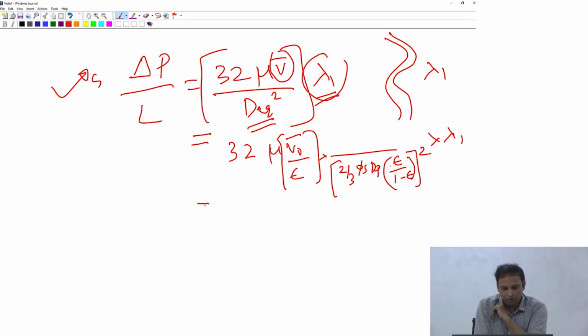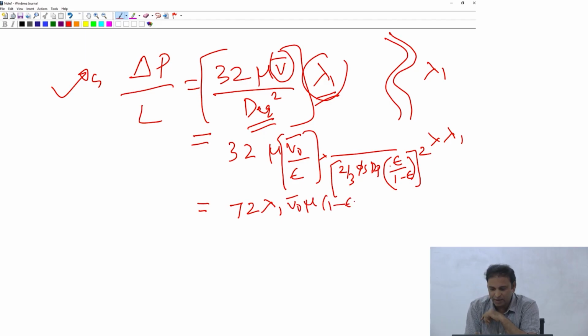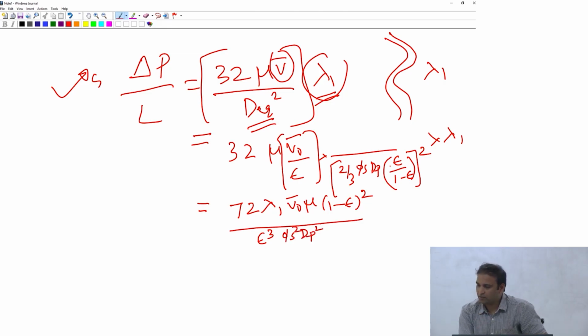So if you work it out, what you actually get is something like this. You get 72 times lambda 1 times V naught bar times mu into (1 minus epsilon) square divided by epsilon cube into phi s square into dp square. Yeah, that's what you're going to get.